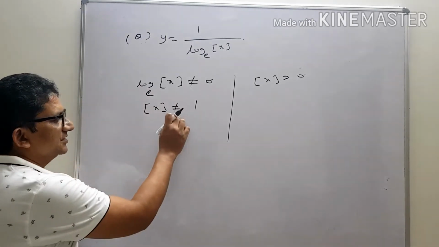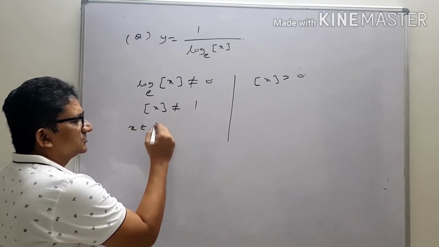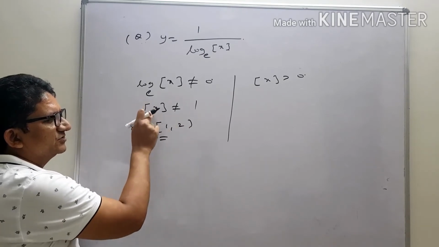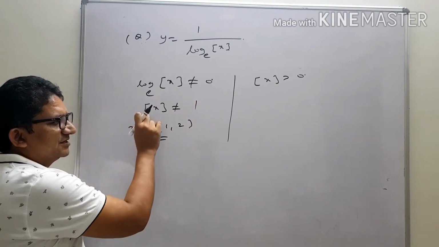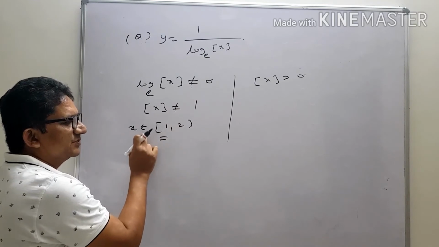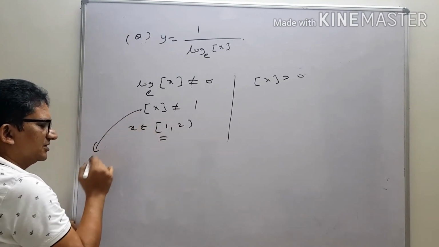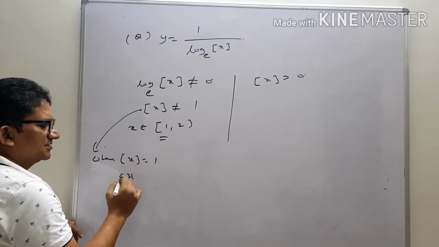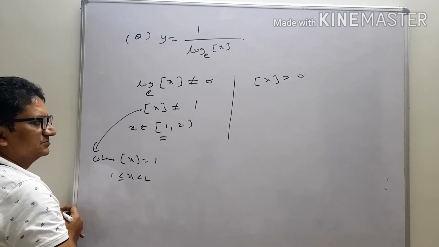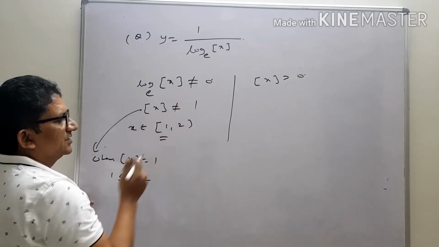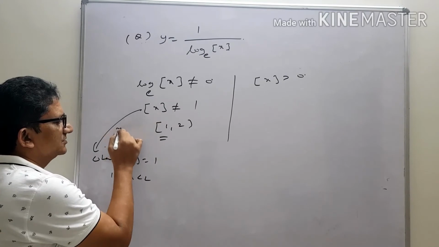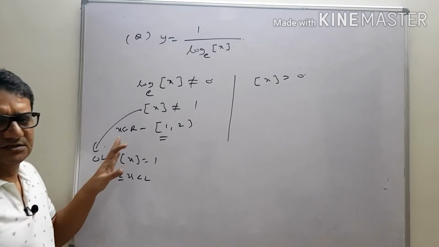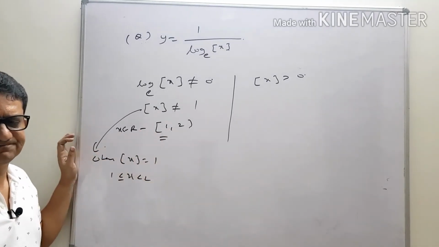So here the point is x belongs to 1 to 2. In between 1 and 2, whatever you give to the step function, it generates the output as 1 only. That's why [x] not equal to 1 means x does not belong to [1, 2). Otherwise, [x] is 1 when x lies between 1 and 2. So x belongs to R minus [1, 2). Everyone got this first point?